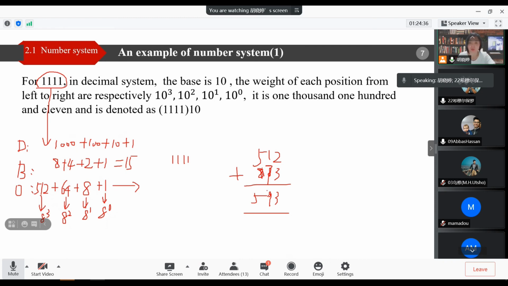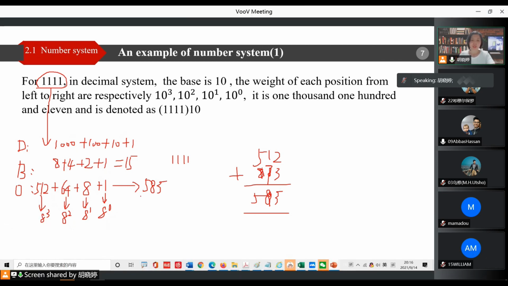Okay, so that is 585. So that means 1111 in the octal system represents the decimal number 585.